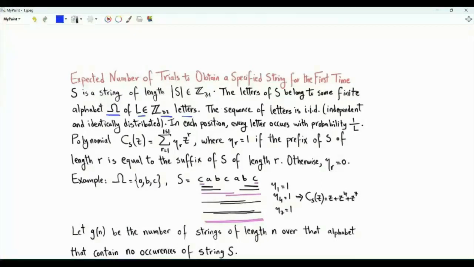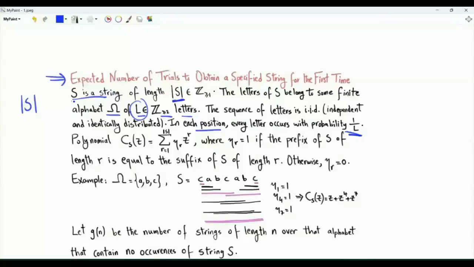We have a finite alphabet, omega, of L letters. L is 2 or more. A sequence is generated. The letter in any position is independent of any other position, and in each position, every letter is equally likely to appear. The probability of having a particular letter is 1 over L. There is a specified string with length denoted with vertical bars around S. The question is, what is the expected number of trials to obtain that specific string for the first time?